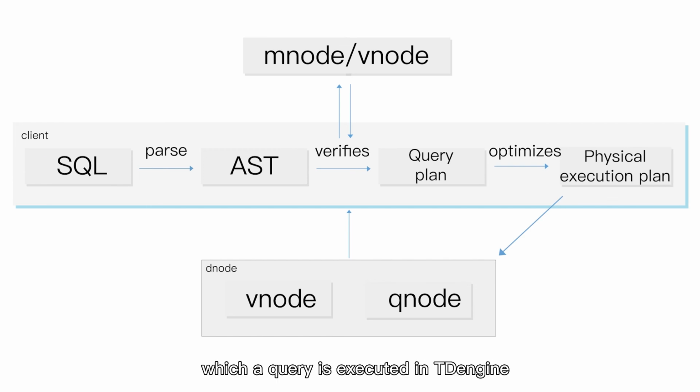This is the process by which a query is executed in TDengine and an overview of the function of the qnode.